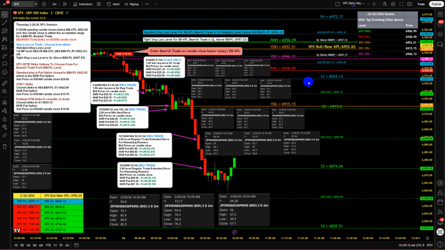Okay, so we're entering the trade on the candle close because we're waiting for the close of this candle to confirm both the direction and that it's also within the acceptable range.